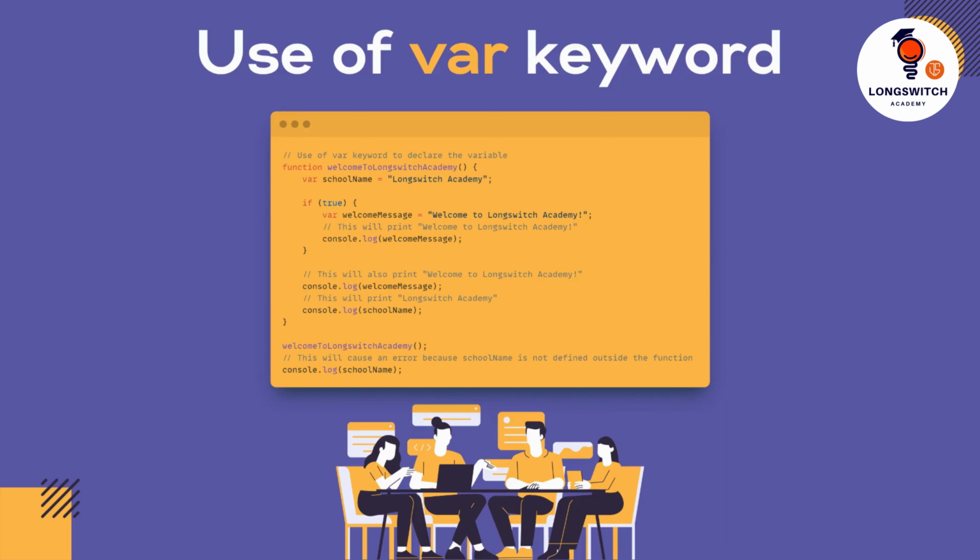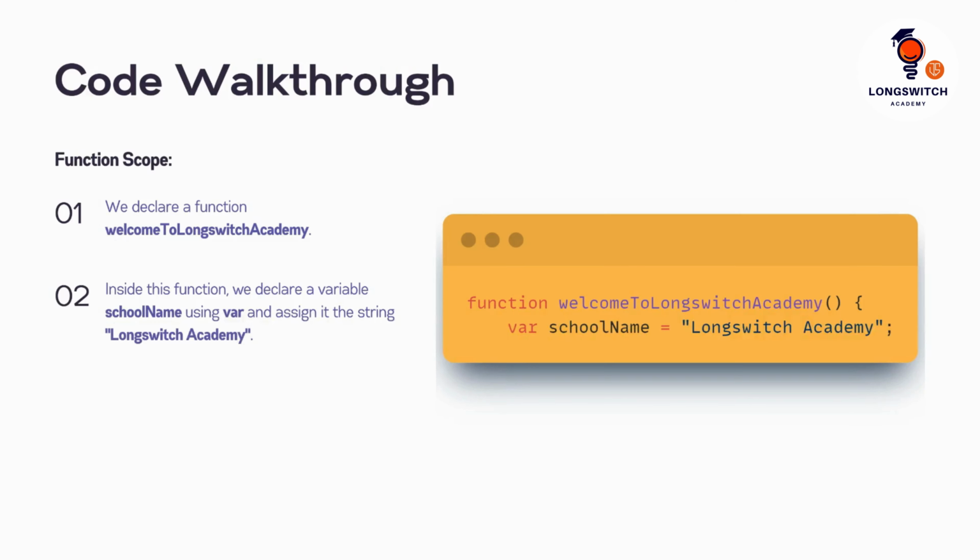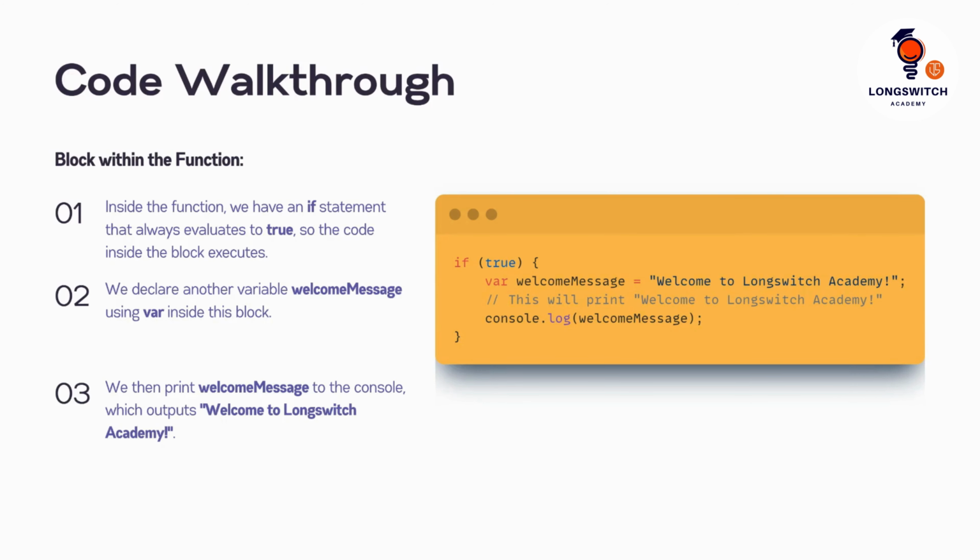In this example, we're demonstrating the use of the var keyword. Here's a step-by-step explanation. First, we have declared a function called Welcome to Longswitch Academy. Inside this function, we declare a variable school name using var and assign it the string Longswitch Academy. Next, we have a block within the function. Inside the function, we have an if statement that always evaluates to true, so the code inside the block executes. We declare another variable welcome message using var inside this block. We then print welcome message to the console, which outputs Welcome to Longswitch Academy.